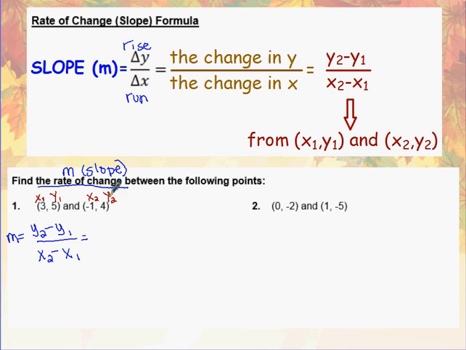All right, so now let's refer to our named points. I have y2, which is 4, minus y1, which is 5, over x2, which is negative 1, subtract x1, which is 3. So we end up with an m value of 4 minus 5 is negative 1, over negative 1 minus 3 is negative 4. But a negative divided by a negative is positive. So m is 1/4 for problem 1, or rise of 1 and run of 4.